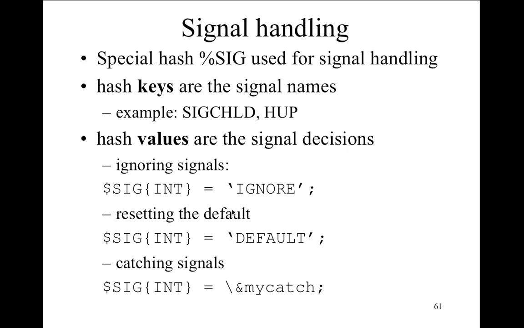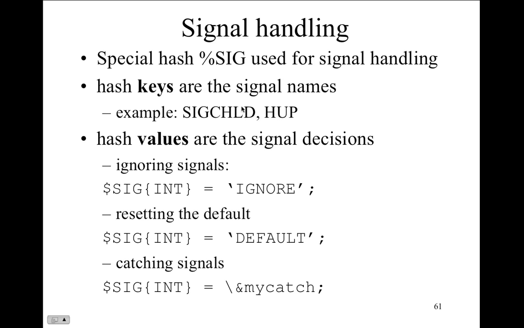The special hash here is the signal hash, because we have a signal name and then we have a code or something that goes along with it, or a description. It's used for signal handling, and the hash keys are the signal names, so we have sigchild, hup, and all these are signals.